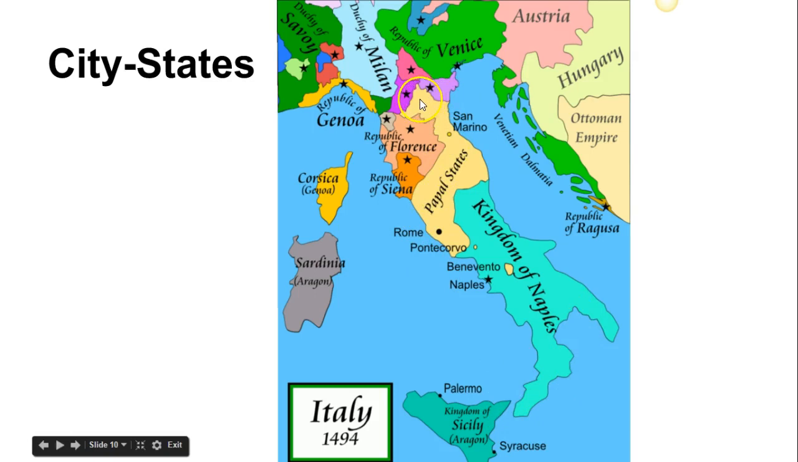One small change, though, is here, where you see this almost yellow tan section. It's the Papal States, meaning that this area is all controlled by the Roman Catholic Church. And if you look over here, here's Rome. At the time that this is occurring, that the city-states are really big, the Pope controls all of this area right here.